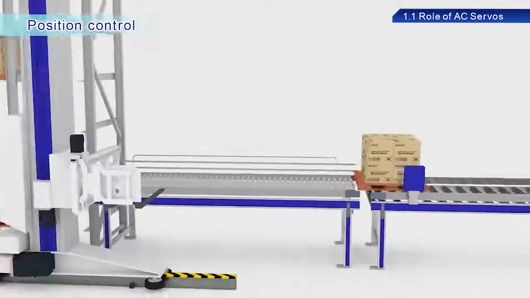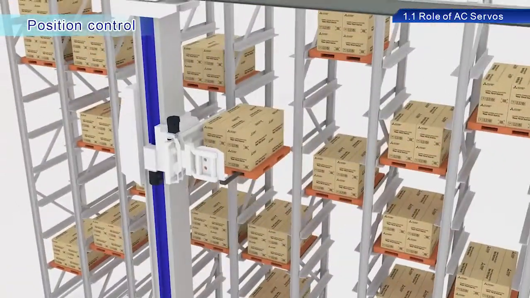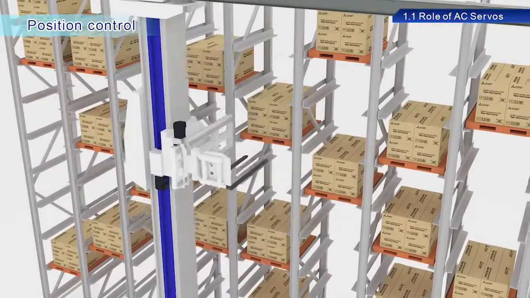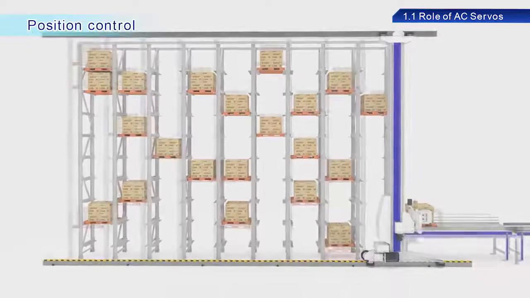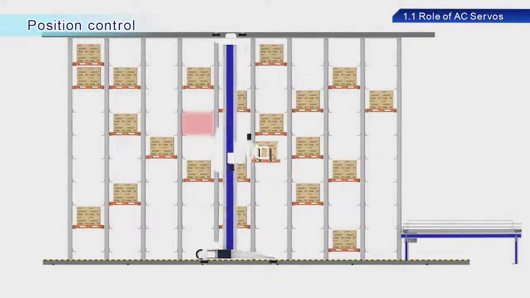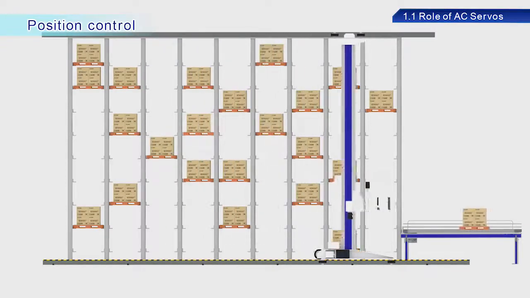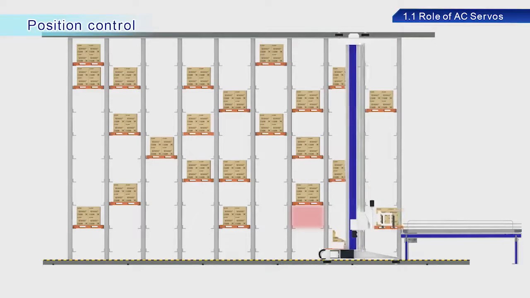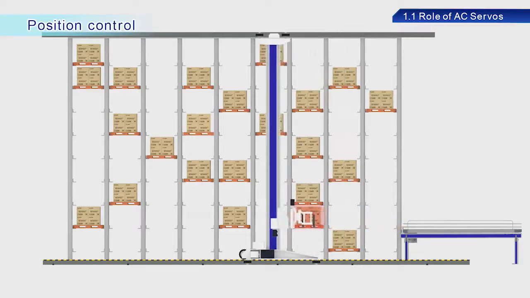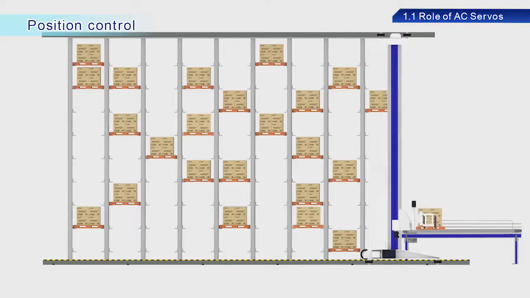Let's go over position control first. Position control is used, for example, with vertical conveyance equipment in warehouses. Objects must be transported and organized to specific locations or positions in warehouses. AC servo position control provides the ability to transport objects accurately to specific locations or positions.